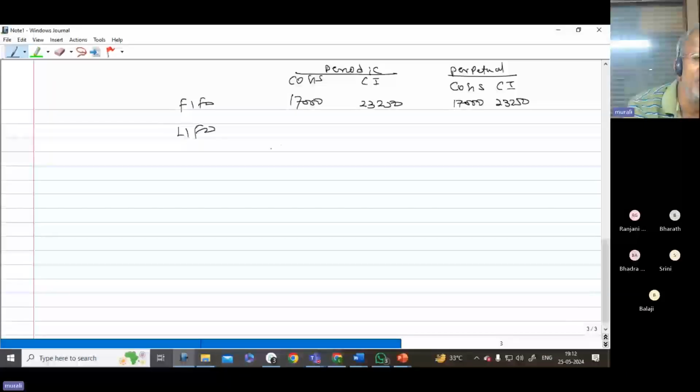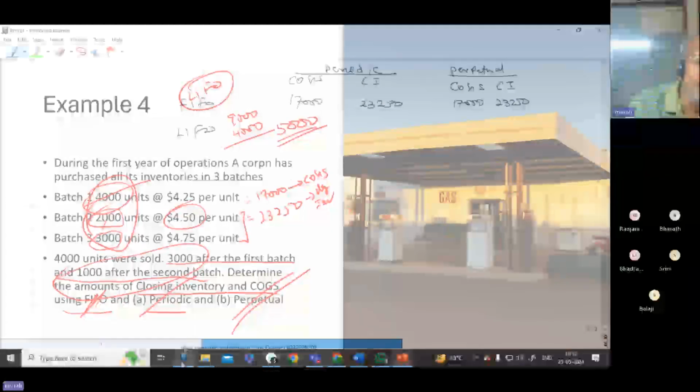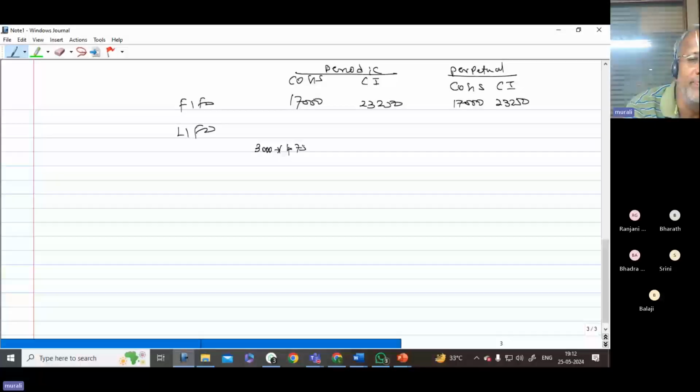So what is your COGS under periodic? 3,000 into 4.75 and 1,000 into 4.5. Are you understanding? So 3,000 into 4.75 and 1,000 at 4.5. All that together comes to 18,750.